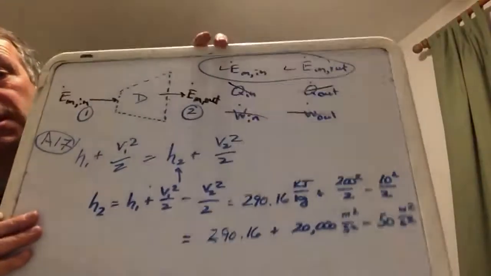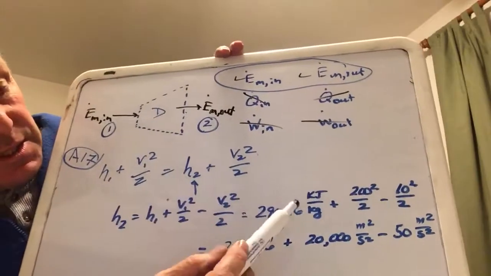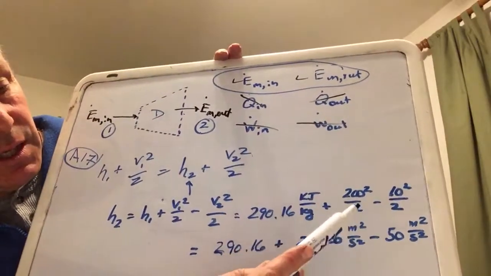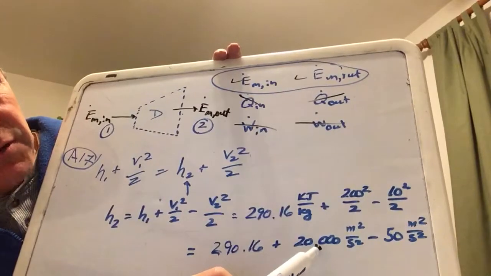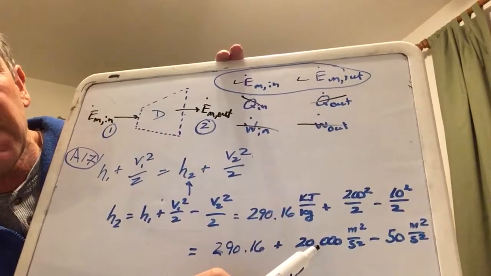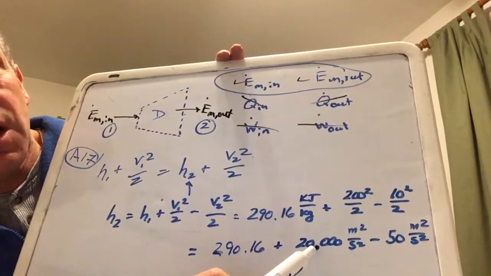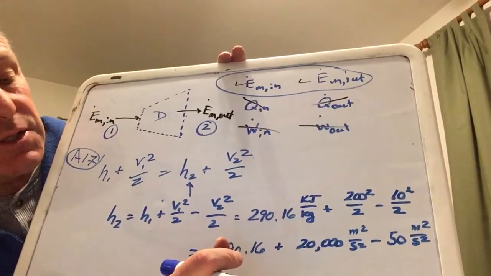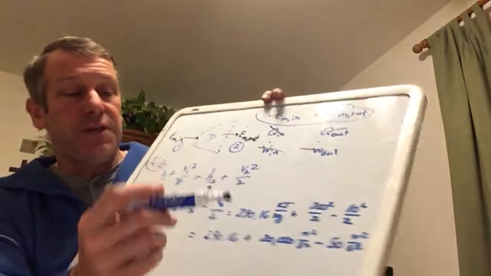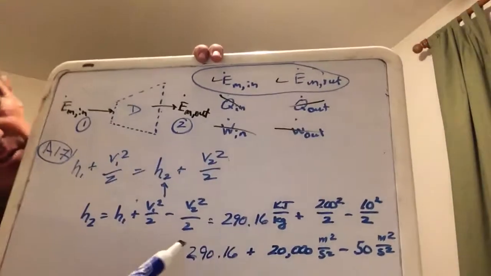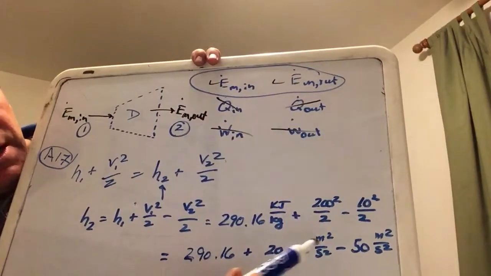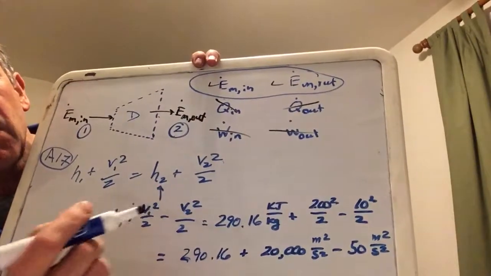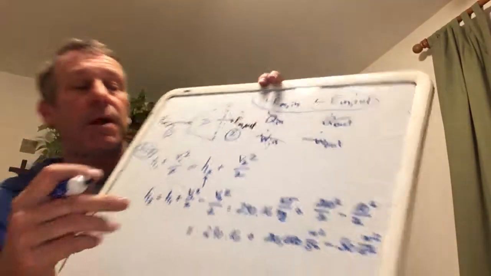Okay, just to show you an intermediate step, this inlet velocity kinetic energy comes out to be 20,000 meters squared per second squared, and then I'm going to divide it by 1,000 because 1 kilojoule per kilogram is 1,000 meters squared per second squared. And I'll do the same thing with this 50, but hopefully you can see the way it's going to turn out. It's going to be 290 plus 20 minus just a little bit. So it's going to be somewhere around 310. So I'll do that math myself really quickly.